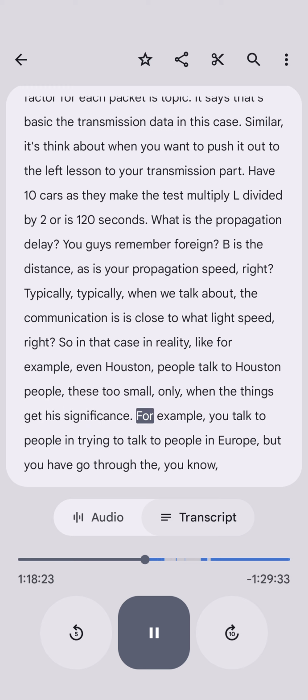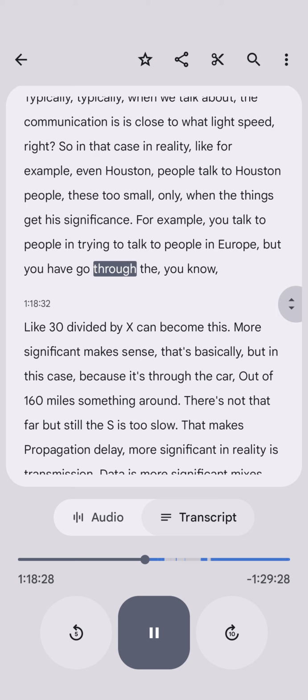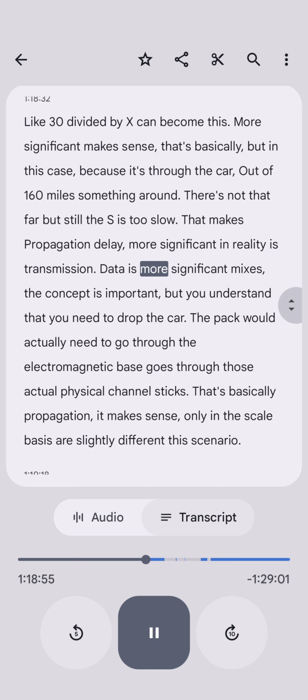Only when the distance gets significant, for example, when you talk to people in China or in Europe, where you have to go through an undersea ocean cable or a satellite link, can D divided by S become more significant. Make sense? But in this case, because it's cars, although the distance is only around 160 miles, which is not that far, the S is too slow. That makes the propagation delay more significant. In reality, the transmission delay is more significant.